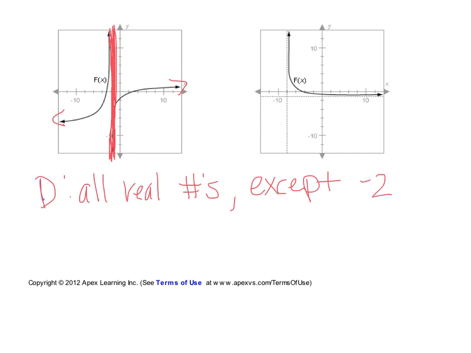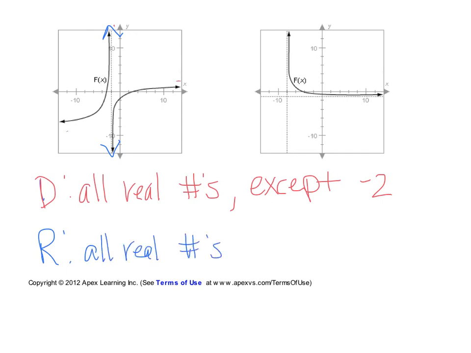negative 2. Okay, my range, I'm looking at the bottom of my graph, which is here, and I'm looking at the top. Oops, sorry. Let's try this again. The lowest point on my graph is here. The highest point on my graph is here. And they both have arrows, so that means that my range is going to be all real numbers. And there's nothing that stops this graph. It just goes on. There are no horizontal asymptotes this time, so that's not going to affect anything. So our range would just be all real numbers.